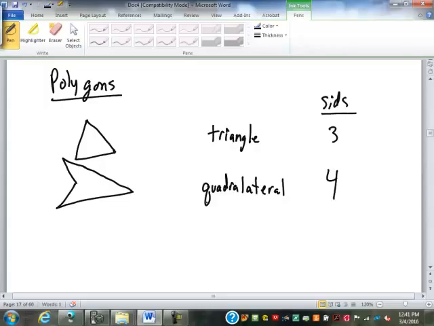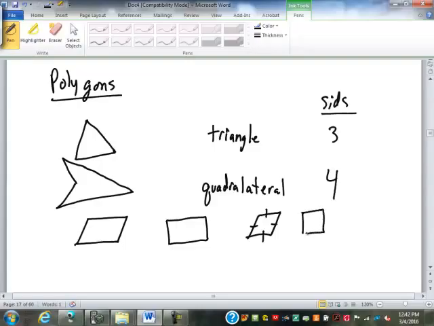there are, of course, all sorts of different classifications of quadrilaterals. Parallelograms are probably the simplest one. A rectangle, of course, is just a parallelogram with right angles. A rhombus is just a parallelogram with all four sides equal. And of course, a square is all of those. It has all four sides equal and right angles in it.